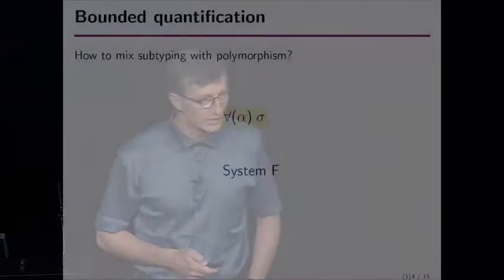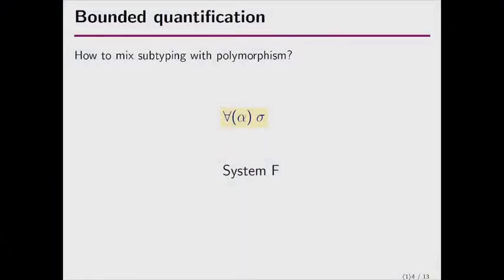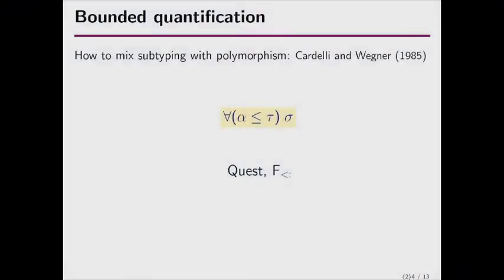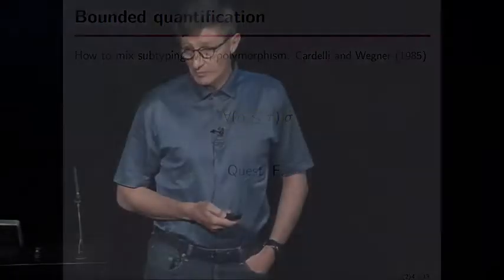At the same time, we had polymorphism, and Luca also did some work on polymorphism earlier because he, for instance, worked on ML. The question then is, how do you mix polymorphism with subtyping? In System F, you just have forall alpha, sigma as a polymorphic type. And the clever idea of Cardelli and Wegner is to say if we want to mix them, it actually suffices to add a bound, which is bounded quantification, to polymorphic types. So this stands for the set of types sigma, where alpha ranges over subtypes of tau.